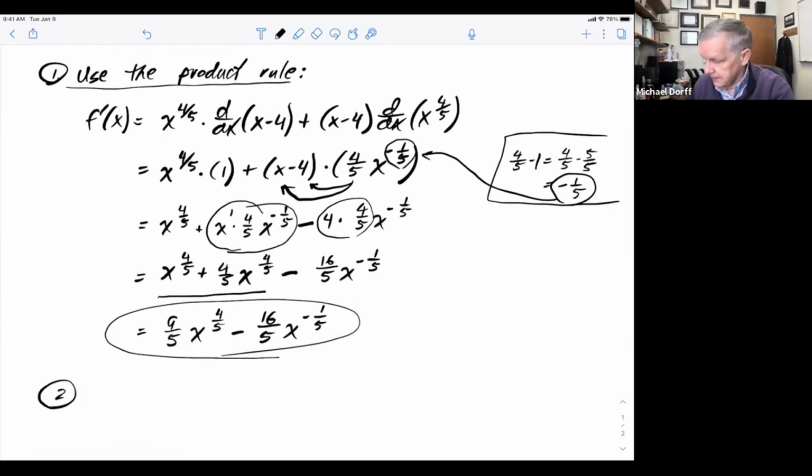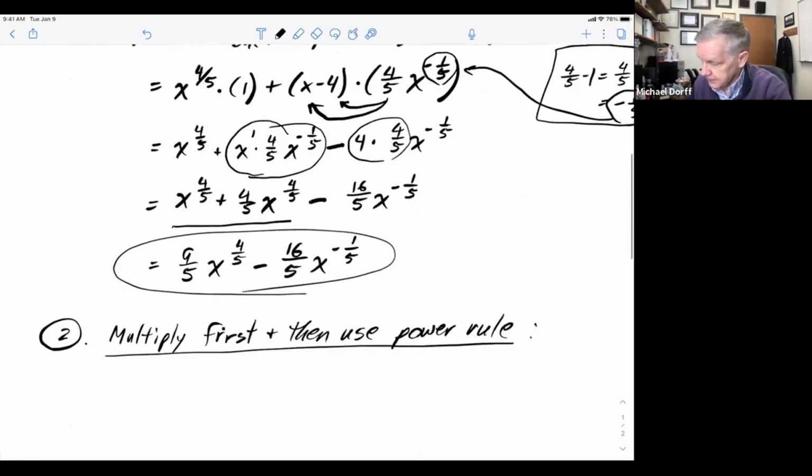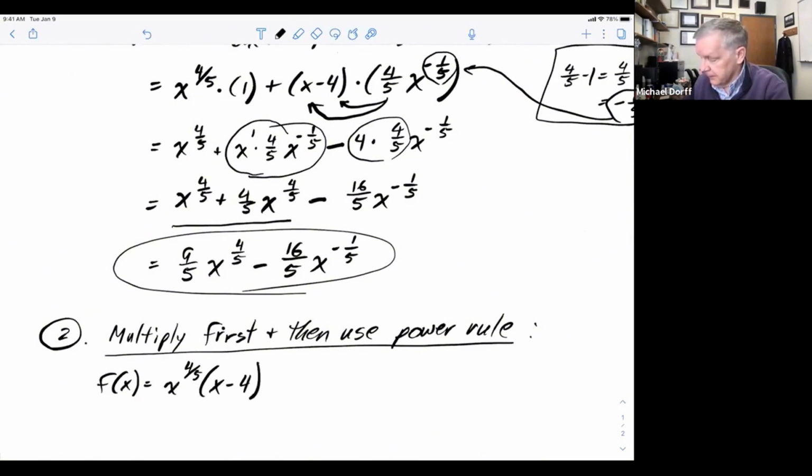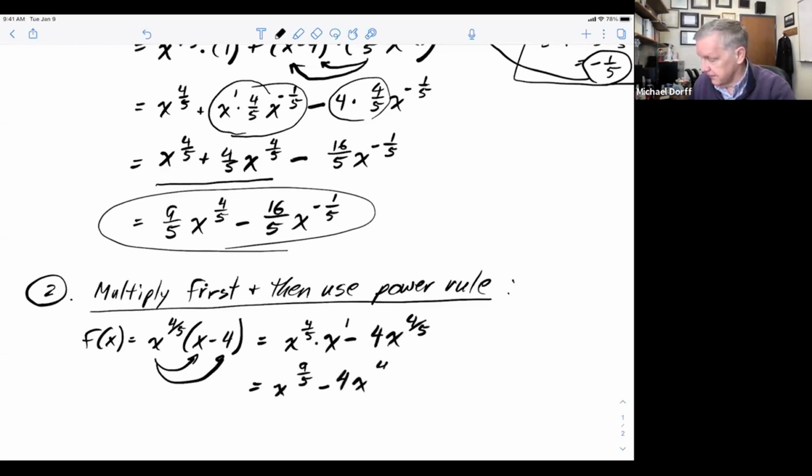Another way we could do this is to multiply first and then use the power rule. So again, our original function was f of x equals x to the 4/5 times x minus 4. So we're going to multiply x to the 4/5 into both terms here. So I'm going to get x to the 4/5 times x minus 4 x to the 4/5. And this x to the 4/5 times x, that's x to the first. So I'm going to add those exponents together. So I have 4/5 plus 1. That's going to give me x to the 9/5 minus 4 x to the 4/5.